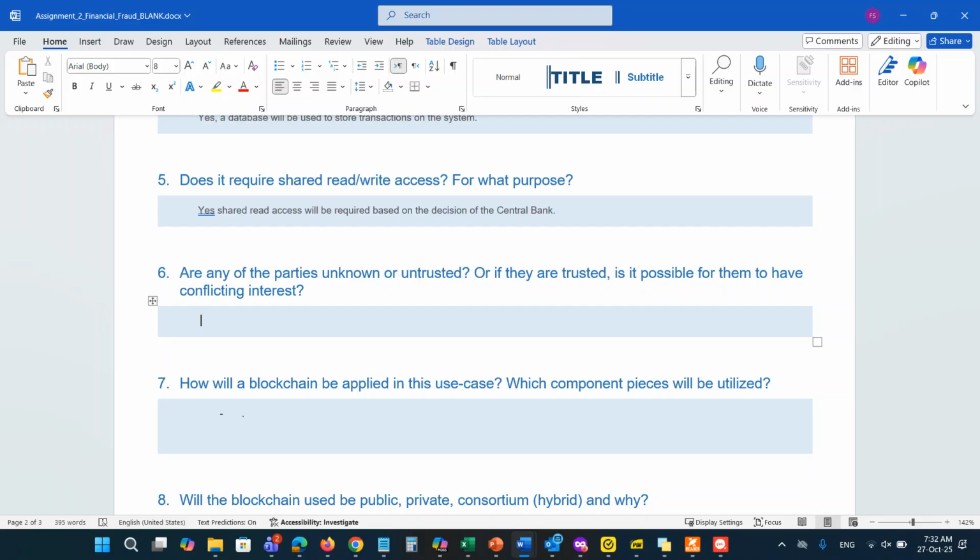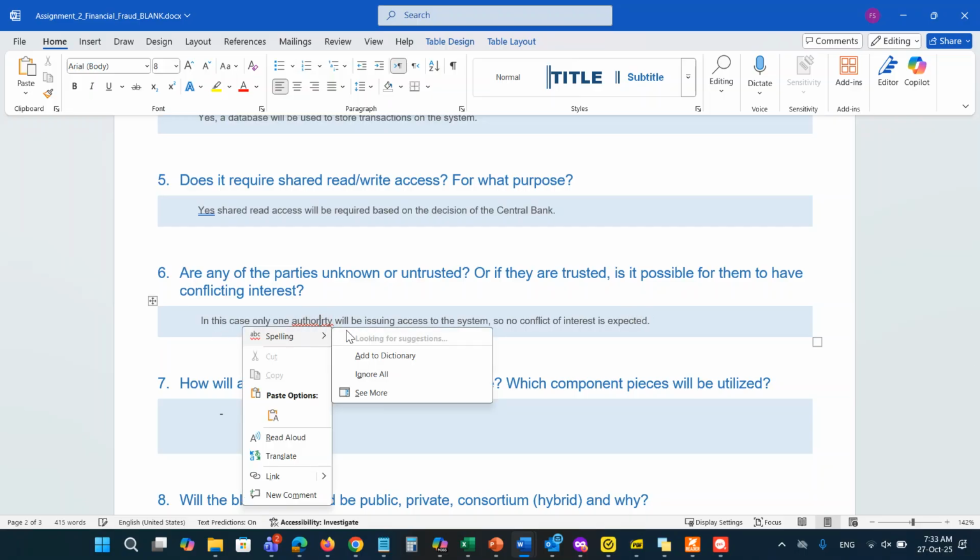You would say, in this case, only one authority will be issuing access to the system. So no conflict of interest is expected.